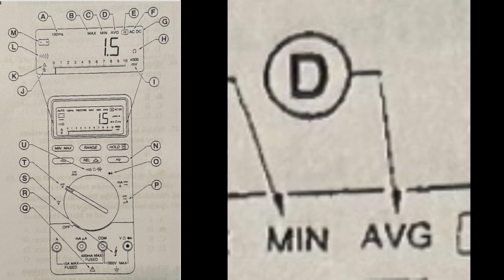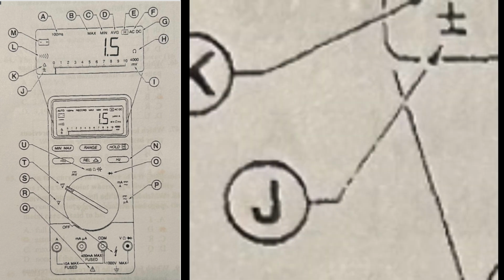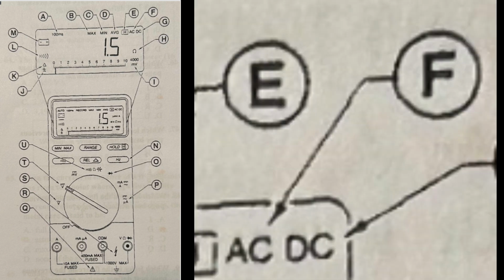D for average. Which letter for positive or negative? J for positive, negative. Which letter for alternating current? F for alternating current. Which letter for hold?